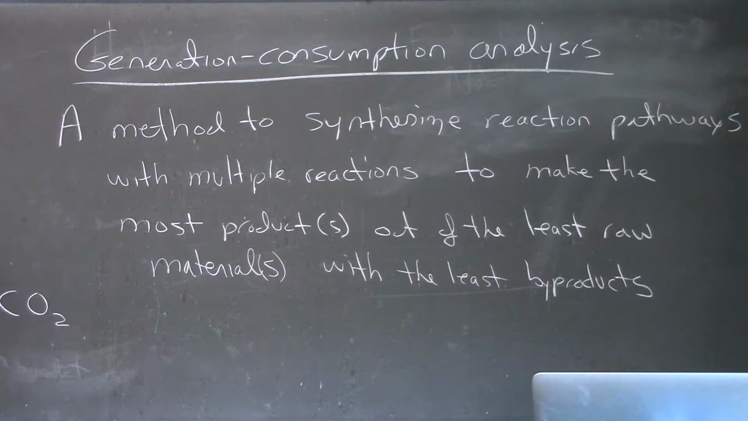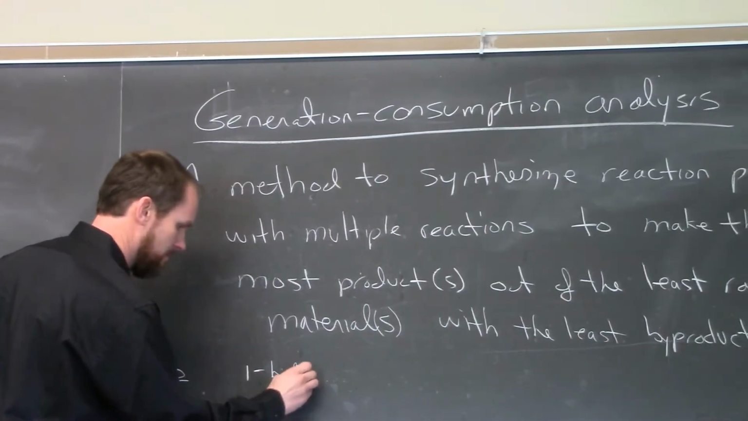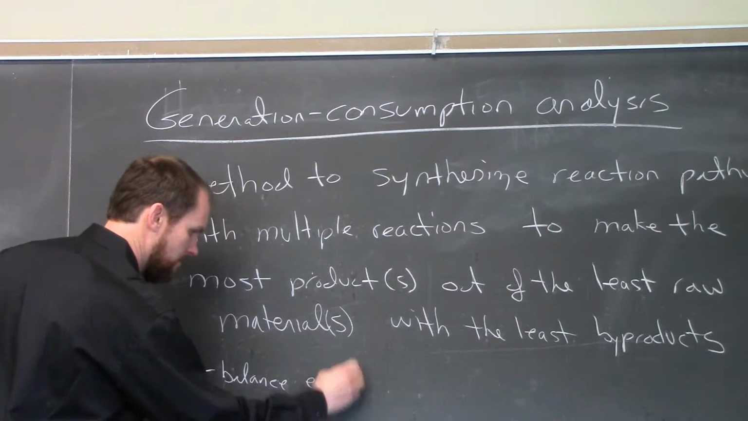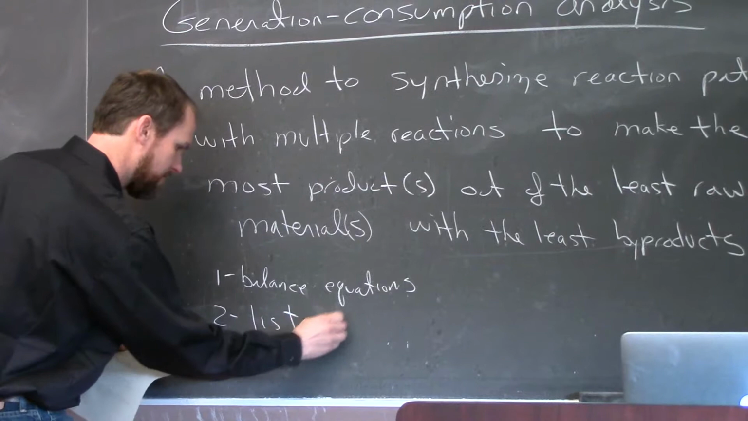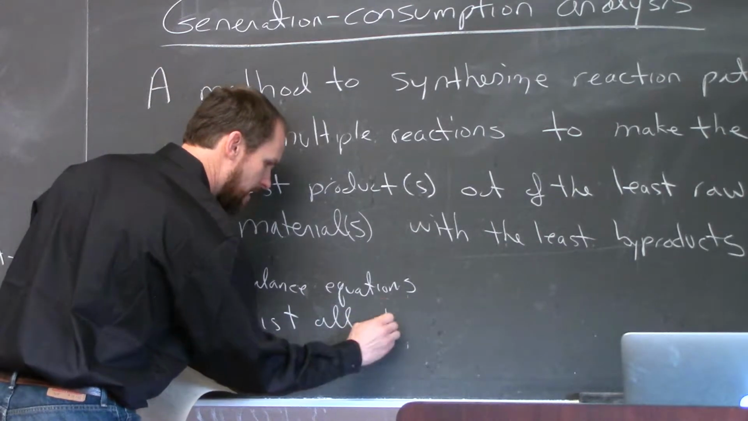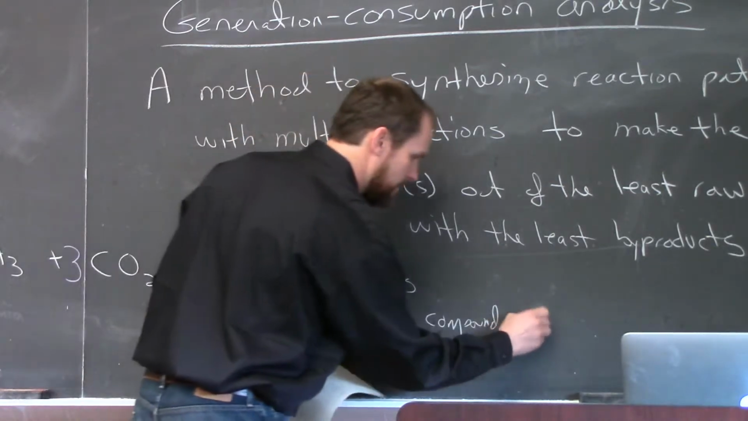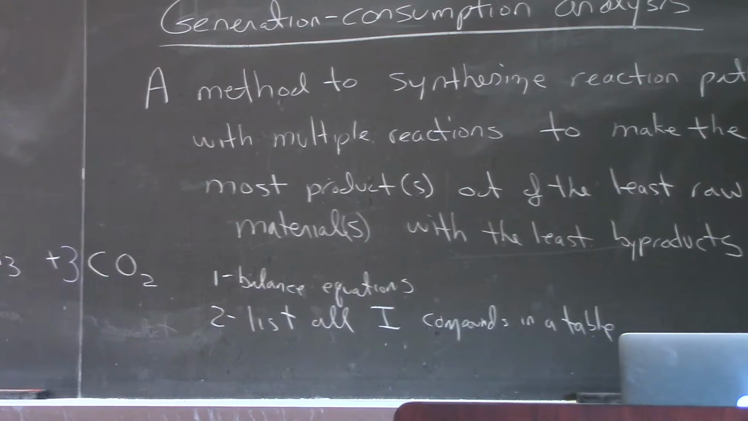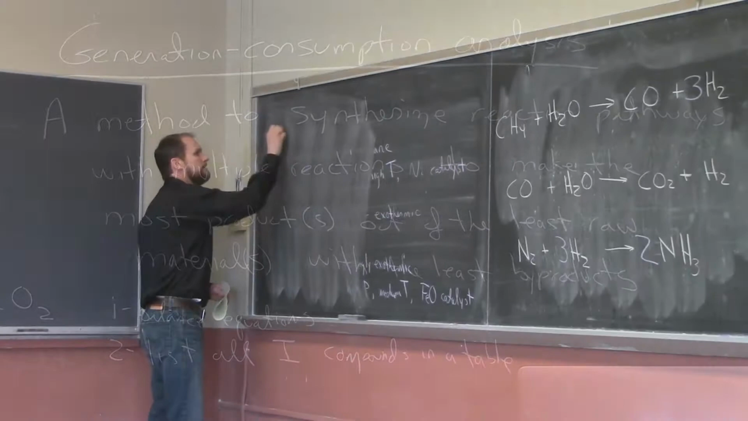How am I going to do that? We're going to do a few steps. The first step is to write balanced equations. Second, I will list all compounds in a table. So we're going to make a little table to analyze the system and see what the best way to run the process is.